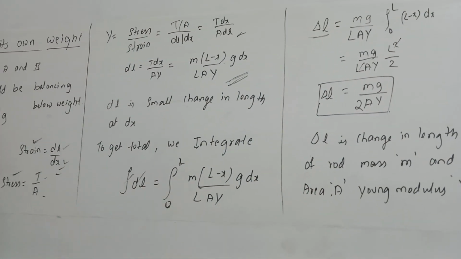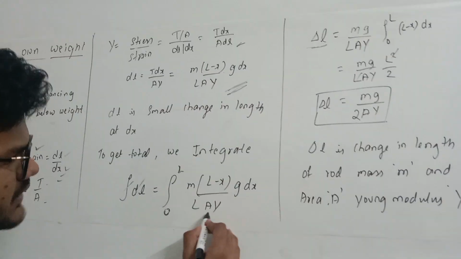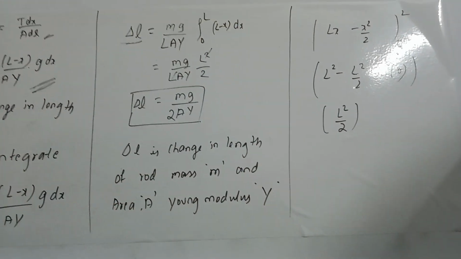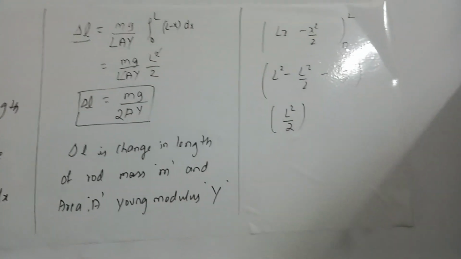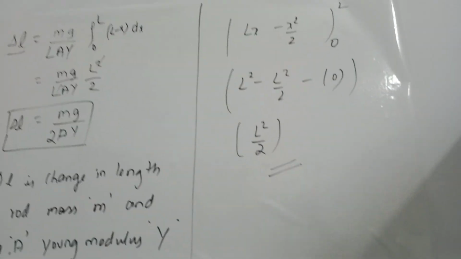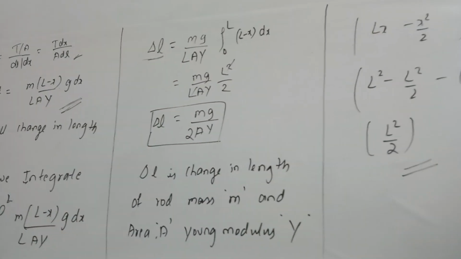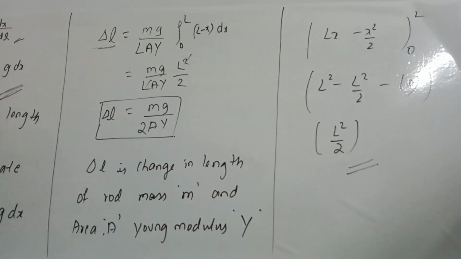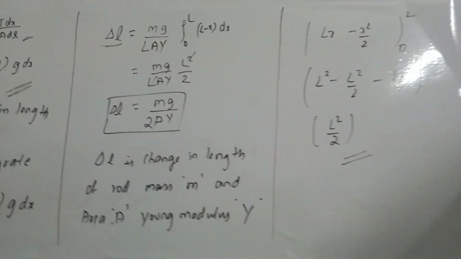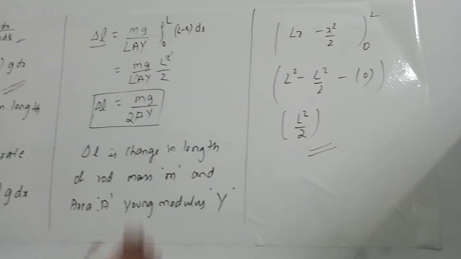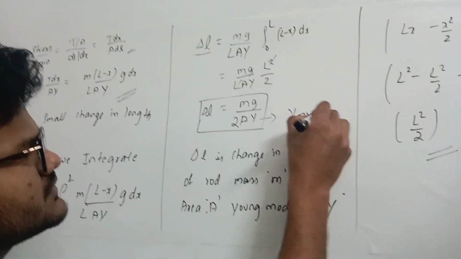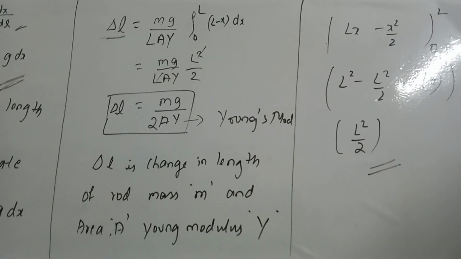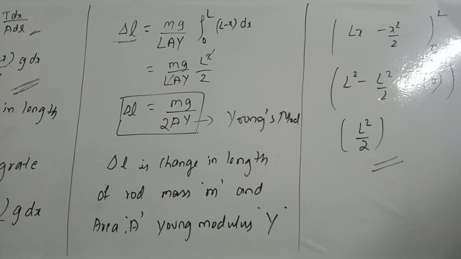On the right hand side, M, g, L, A and Young's modulus are constants, so take them outside. The integration of (L minus x) dx gives L square minus L square by 2. Putting this into the equation, we get delta L equals MgL by 2AY, where M is the mass of the rod we have taken, A is the cross section of the rod, and Y is Young's modulus. This gives the elongation in the rod due to its own weight.